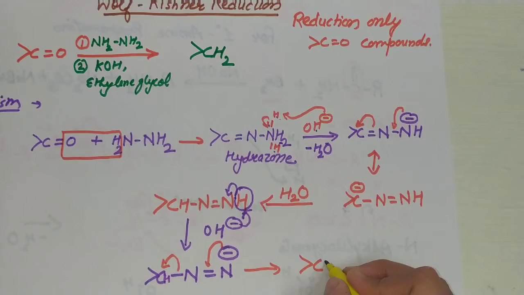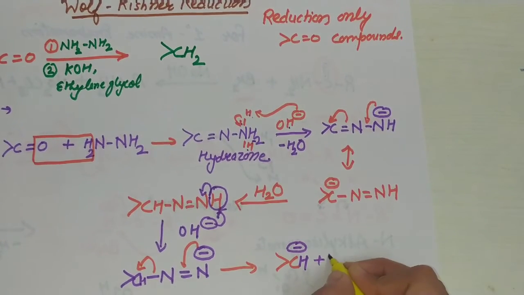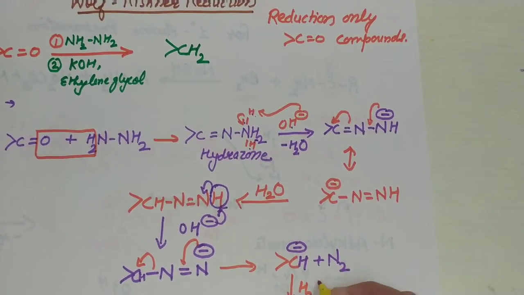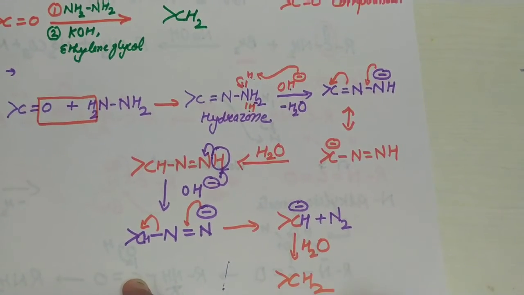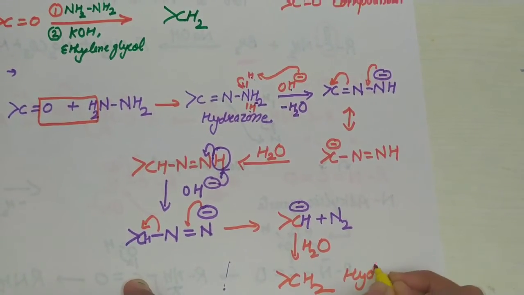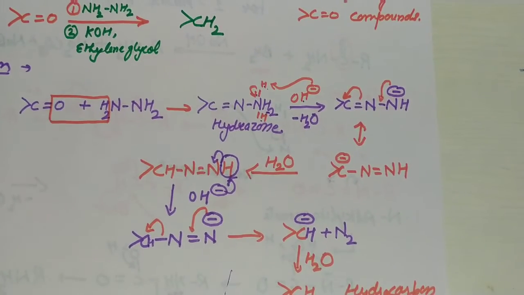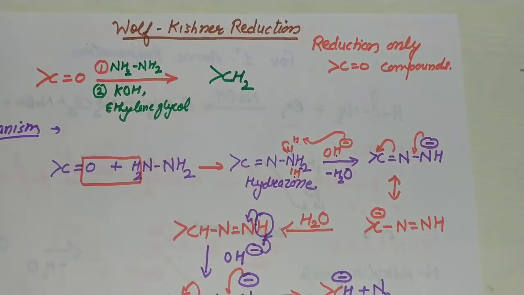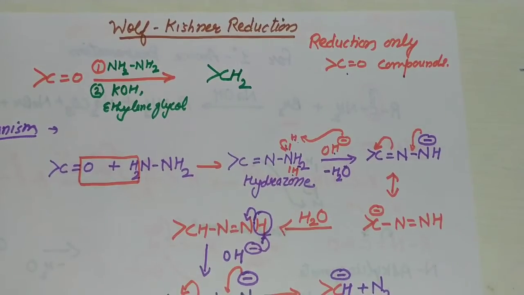So the formation is H-C-H negative, plus nitrogen gas is released. After that, this further abstracts a proton from water, and the hydrocarbon is formed. The hydrocarbon, which may be aliphatic or aromatic, is prepared by this Wolff-Kishner reduction. In this reduction, only the carbonyl compound is reduced.